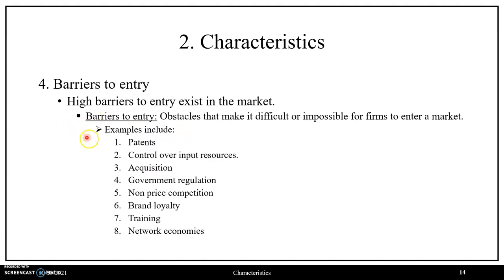where some examples include patents, control over input resources, acquisition, government regulation, and some new ones, such as non-price competition in the form of advertising, in that the more a consumer knows about a product, the more likely they are to purchase from a particular brand.